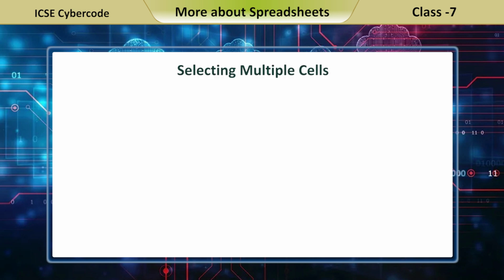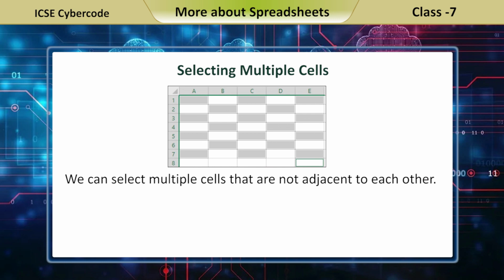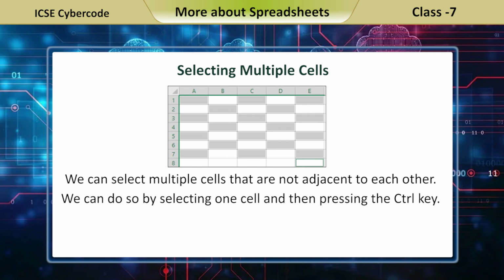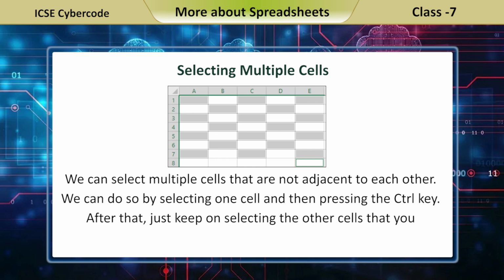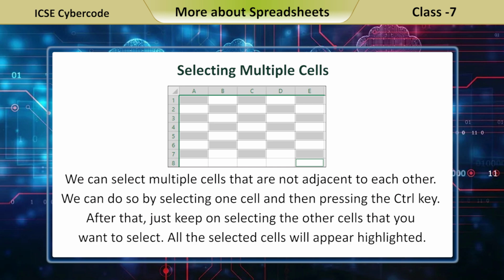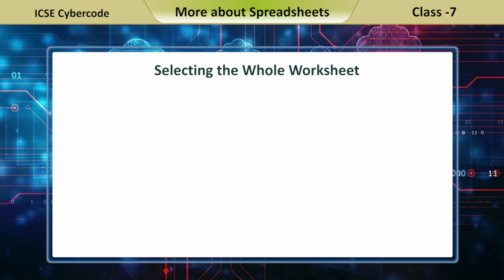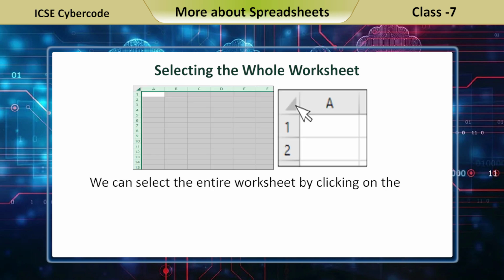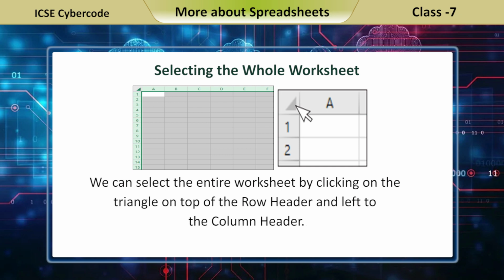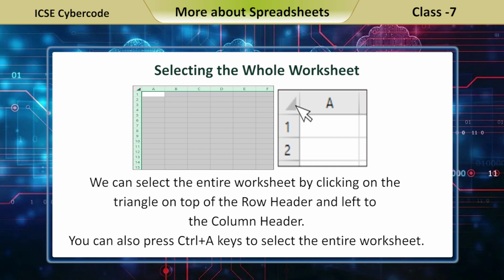Selecting multiple cells. We can select multiple cells that are not adjacent to each other. We can do so by selecting one cell and then pressing the Control key. After that, just keep on selecting the other cells that you want to select. All the selected cells will appear highlighted. Selecting the whole worksheet. We can select the entire worksheet by clicking on the triangle on top of the row header and left to the column header. You can also press Ctrl plus A keys to select the entire worksheet.